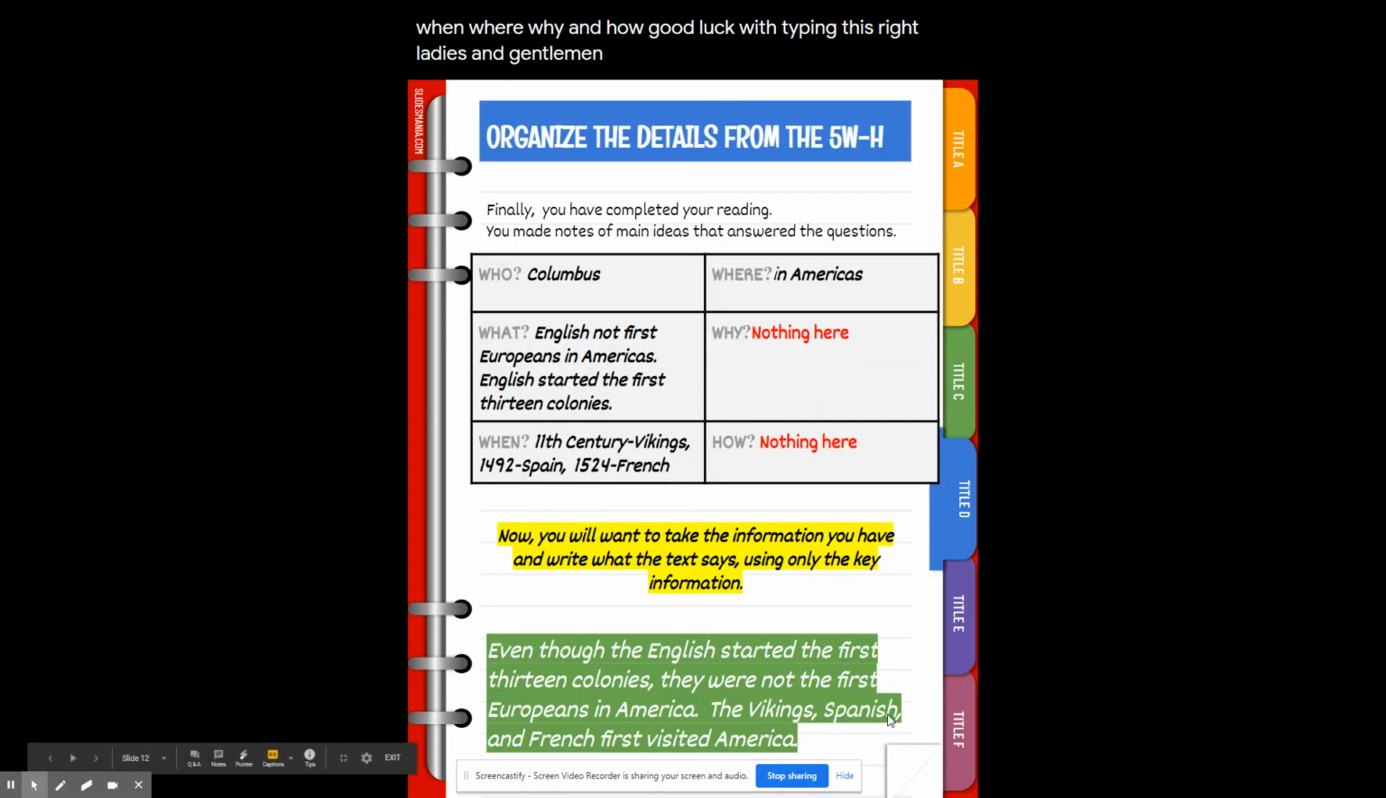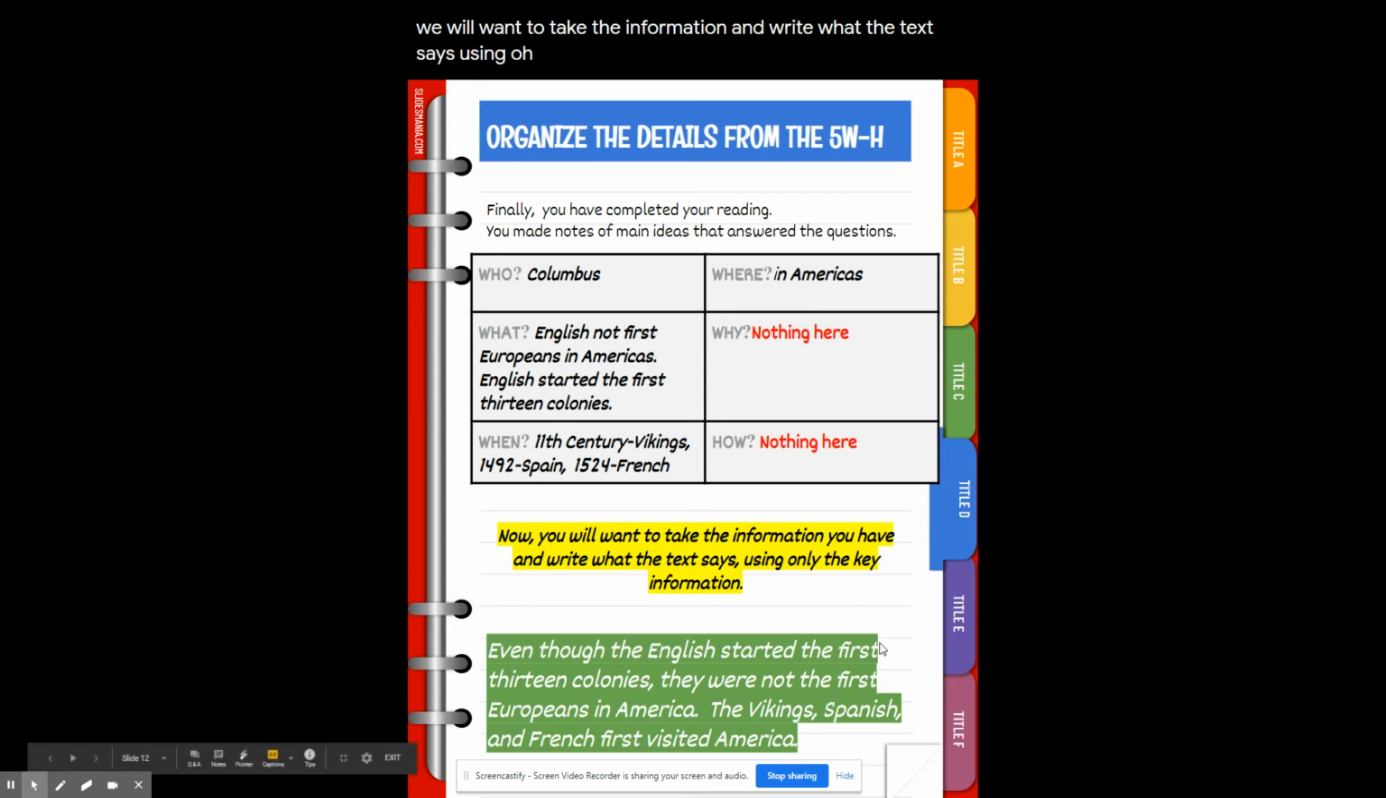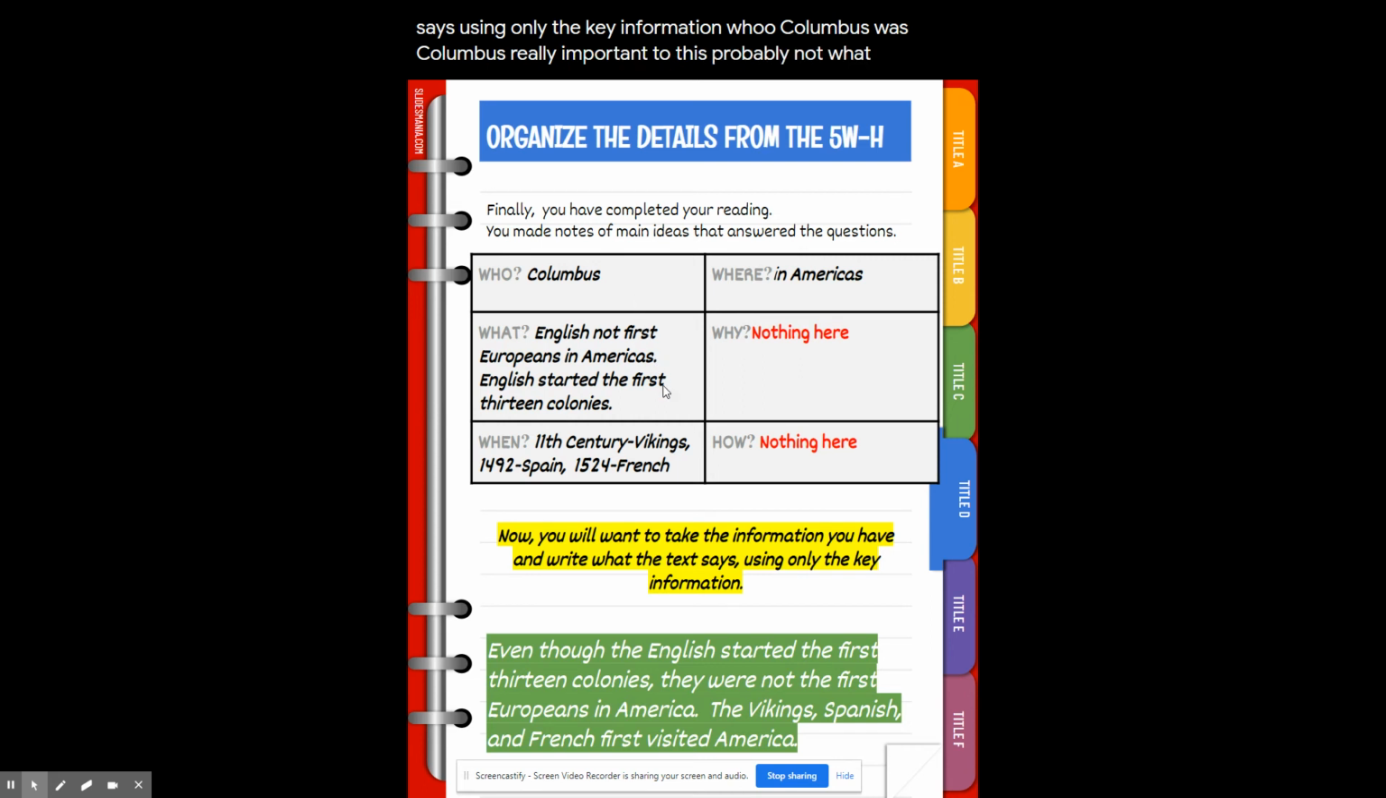All right, ladies and gentlemen, so from the details that we collected using the 5W and H method, who, what, when, where, why, and how, we will want to take the information and write what the text says using only the key information. Who? Columbus. Was Columbus really important to this? Probably not. What? We know that the English were not the first Europeans in the Americas, and that the English started the first 13 colonies were the main ideas from that passage. But the most important is that the English were not the first Europeans.